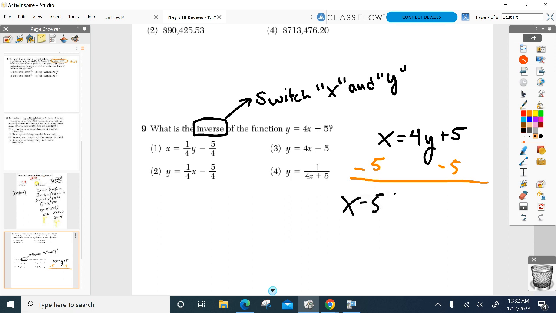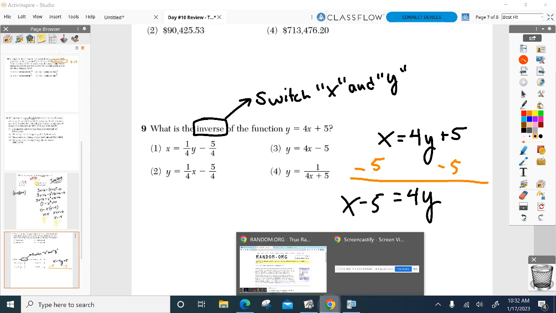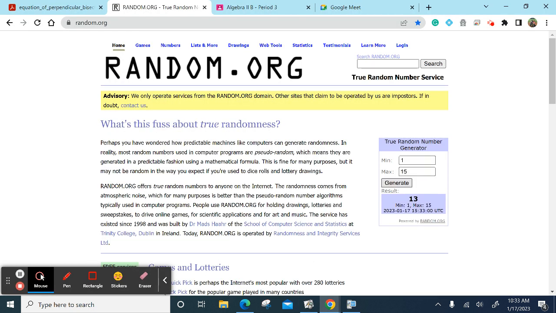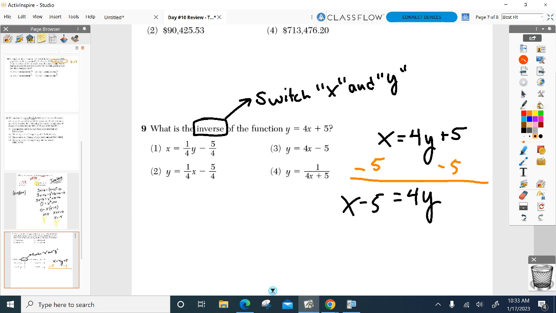X minus 5 equals 4y. Solve for y, because look at all my choices. They're all solved. I know it's definitely not 1. Solve for y. Next step to get y by itself? Let's hear it. Divide by 4.